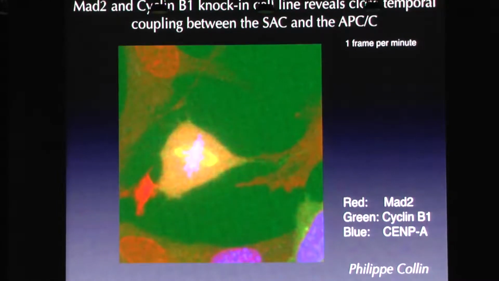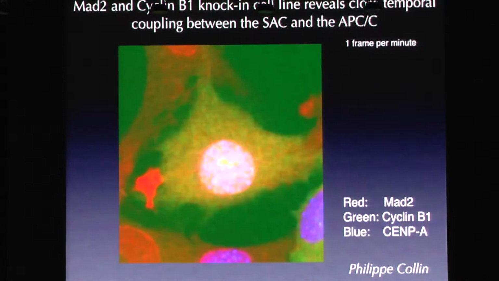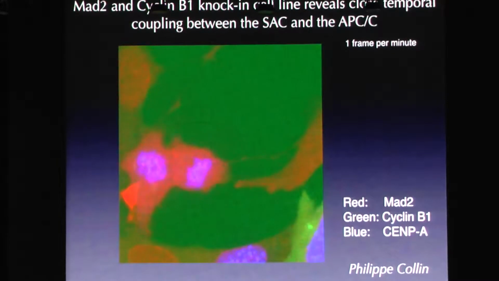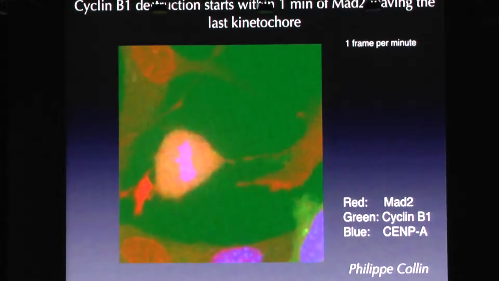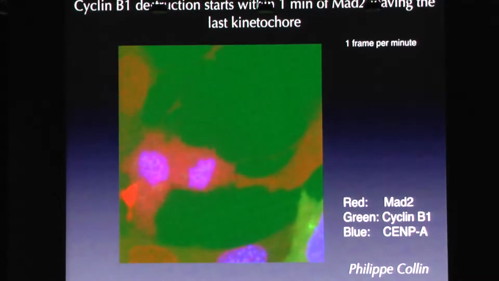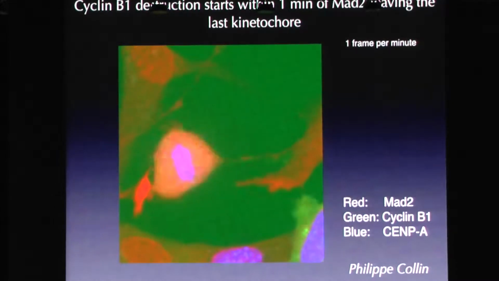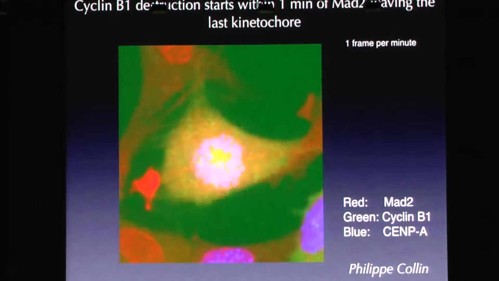So what we can see, or what we found, is that as fast as we can image without bleaching, which is 1 frame per minute, then within 1 minute of MAD2 leaving the last unattached kinetochore, cyclin B1 has begun to be degraded. So it means that APC and the checkpoint are very, very closely coupled in time.